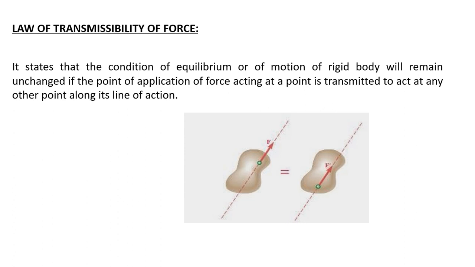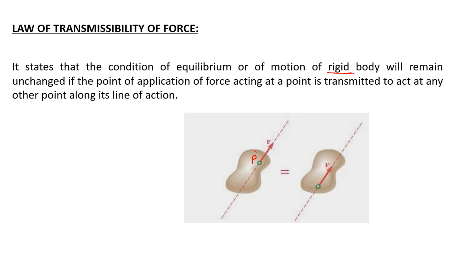So this law states that whenever we apply a force on a rigid body, this term is important, rigid body. Let us say we are applying a force F at this point. Let us say this is P. This is the line of action of this force and this force is acting in this direction.